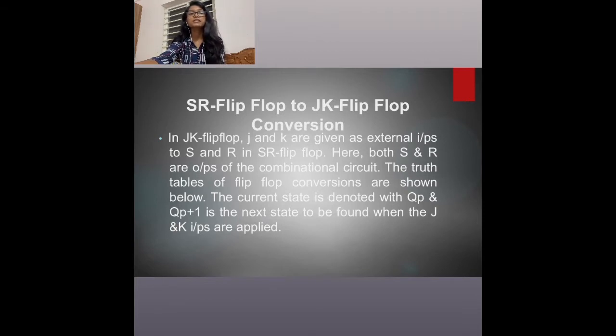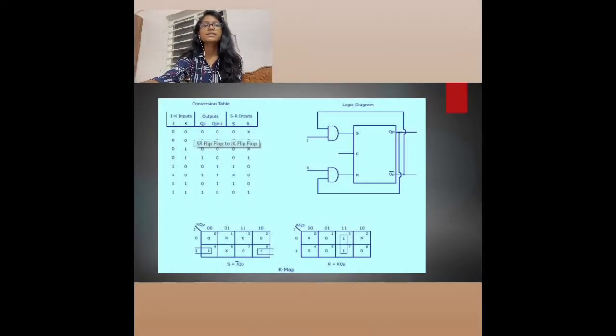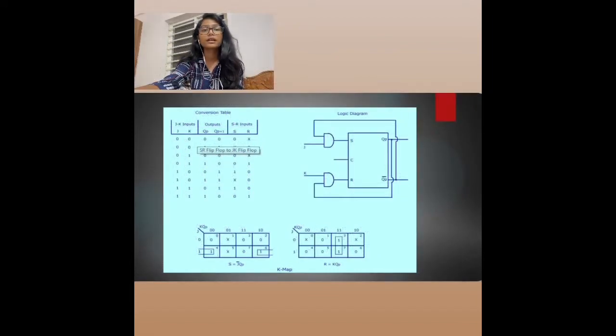The current state is denoted with QP and QP plus 1 is the next state to be found when the JK inputs are applied. We can build a characteristic table of the JK flip-flop and SR flip-flop by using the truth table of the JK flip-flop and the excitation table of the SR flip-flop. After creating the characteristic table, by observing it, we can draw a K-map for both J and K and derive an expression for S and R. Here the value of S is equal to J QP' and the value of R is equal to K QP.